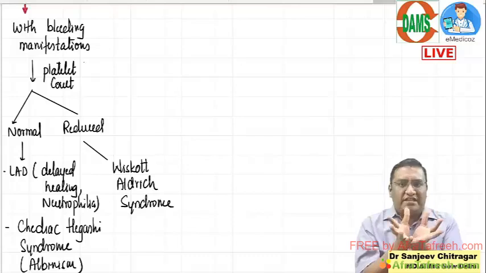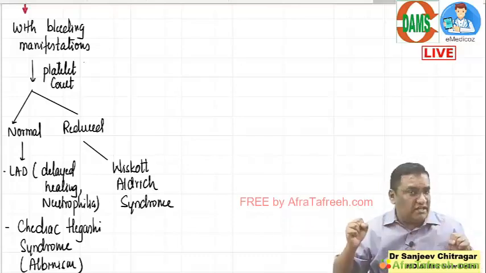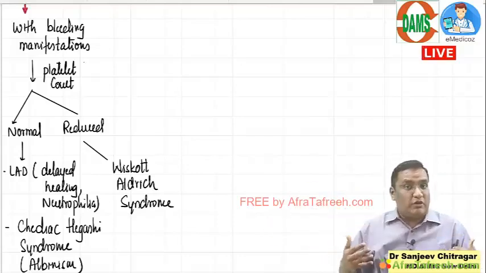So now look at how the examiner will give you. Basically, the examiner will give you a recurrent infection. The patient is also having increased petechiae, purpura, etc. Platelet count is less, then make a diagnosis of Wiskott-Aldrich. Platelet count is normal, neutrophil count is more.